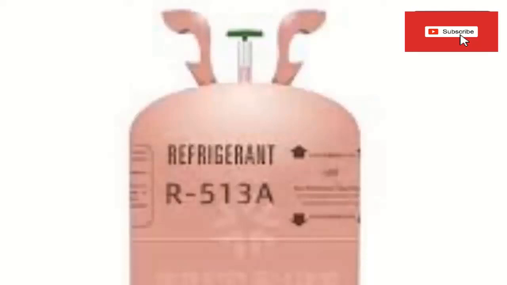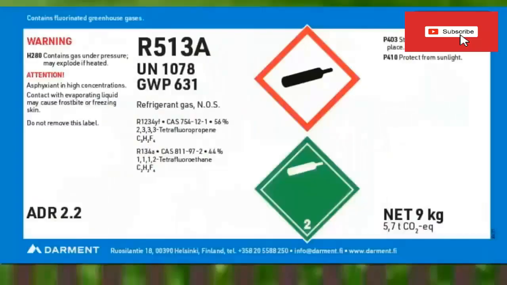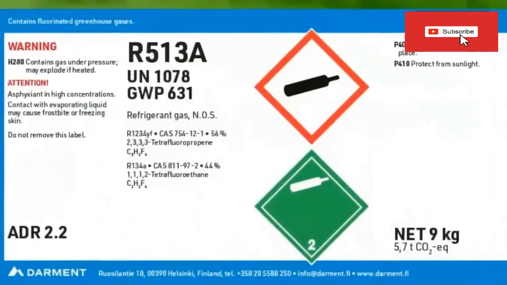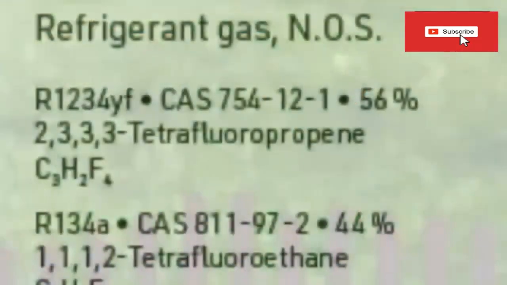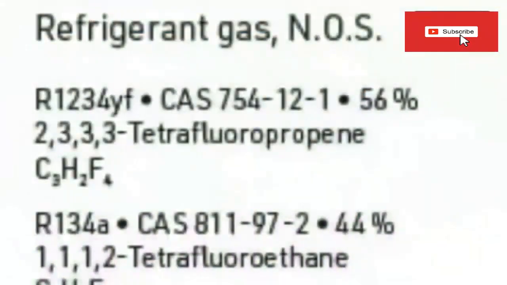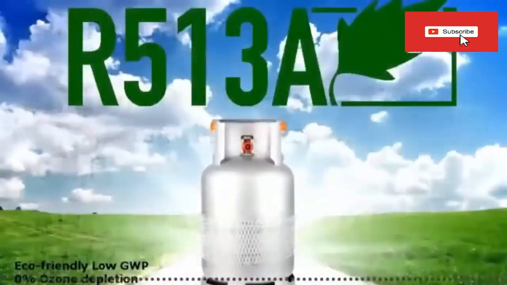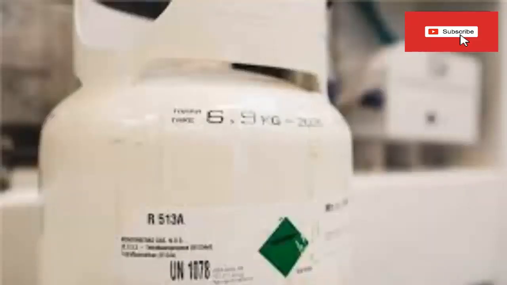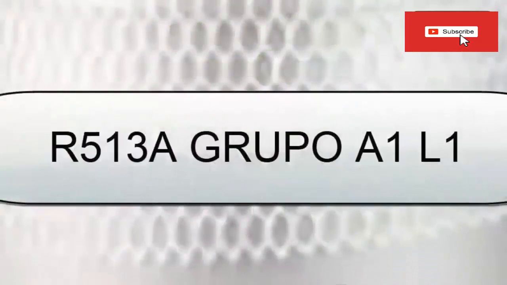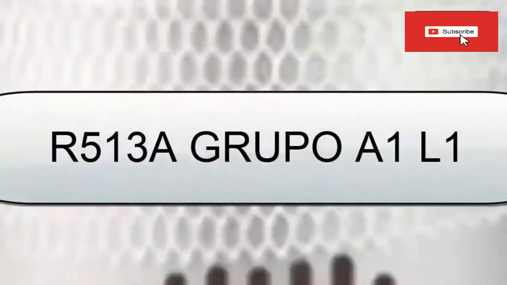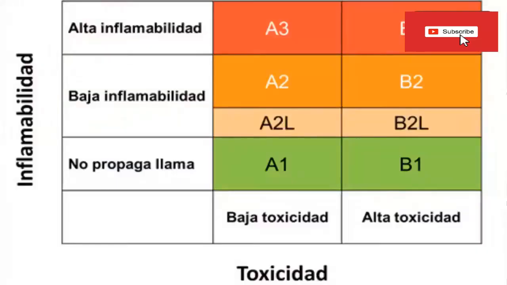The characteristics of the refrigerant R-513a are: 1. R-513a refrigerant is a blend of R-134a refrigerant at 44% plus R-1234yf refrigerant at 56%. 2. R-513a refrigerant is a low GWP, non-flammable, alternative refrigerant belonging to the A1 safety group, which allows equipment manufacturers to comply with future HFC regulations.